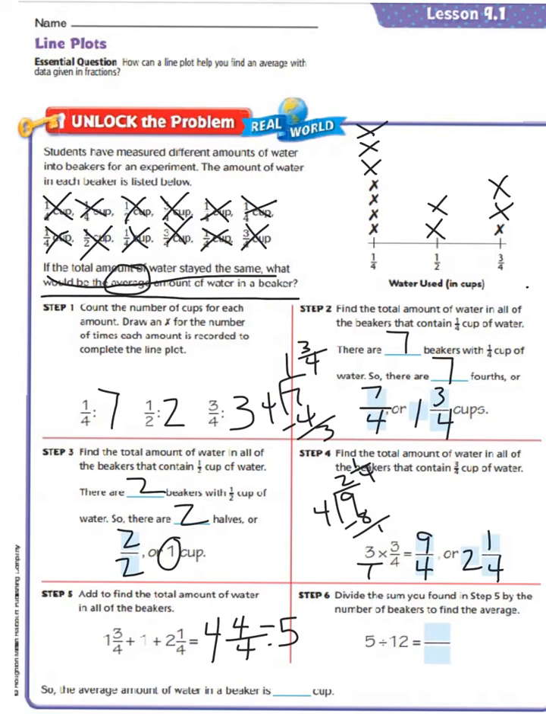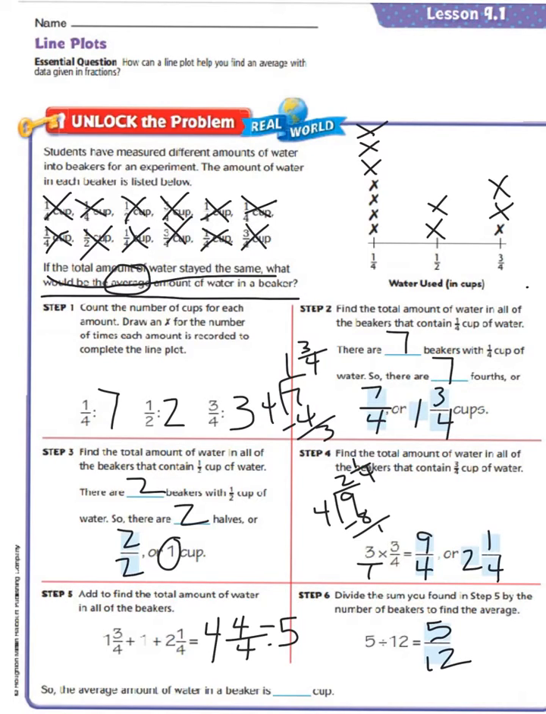So our last step is to divide the sum you found in step 5 by the number of beakers to find the average. Well, our answer in step 5 was 5, which is where this one comes in. And then we have 1, 2, 3, 4, 5, 6, 7, 8, 9, 10, 11, 12. So it's going to be 5 divided by 12, which is going to equal 5/12.